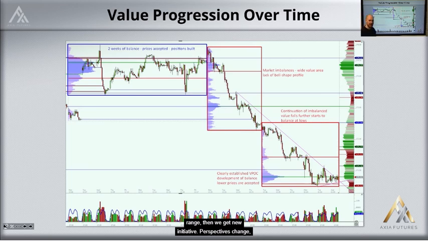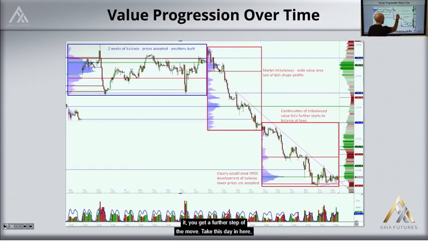Then we get new initiative. Perspectives change. Perhaps an other time frame seller comes in who needs to now sell. And this then is what drives the market. You get, over the course of the following week, very broken value. If you look at the value here, rather than being nice and balanced at the beginning of those previous 2 weeks, value is constantly, little peaks of volume all the way down. This suggests imbalance. This is a market that constantly is searching and searching and searching for new value. And each time it finds it, you get a further step of the move.